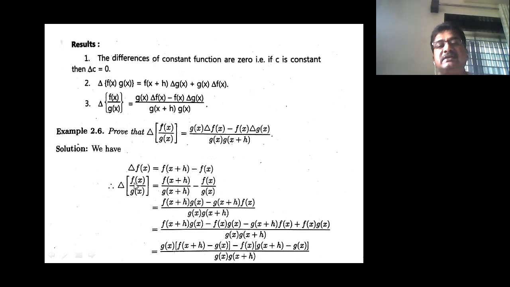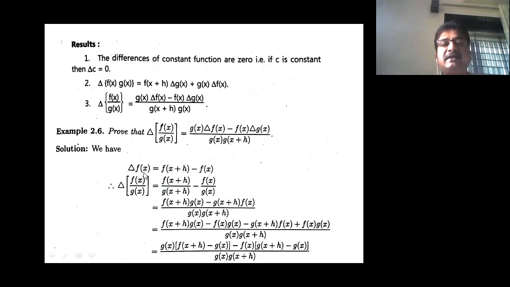Okay, so what is delta of f(x) by g(x)? This is considered as one function. So what is the delta of this function f(x) by g(x)? It is the value at the next point of this function f(x) divided by g(x). What is the value of this function at the next point? It is f(x plus h) divided by g(x plus h).